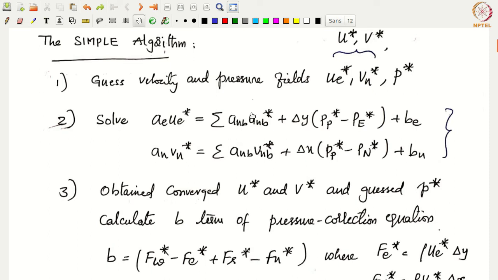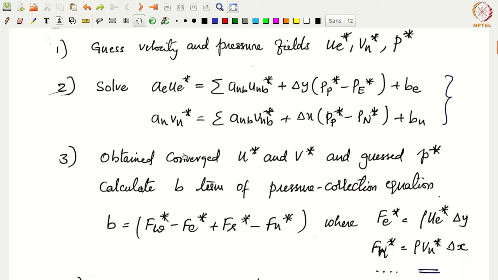So although they are coupled, you can converge the first equation, and after that you can converge the second equation. Essentially, once we converge these two equations, we obtain converged u star and v star fields with the guessed pressure. So these are obtained with the guessed pressure field.